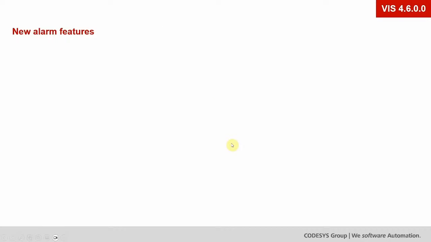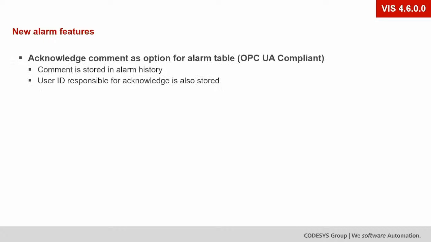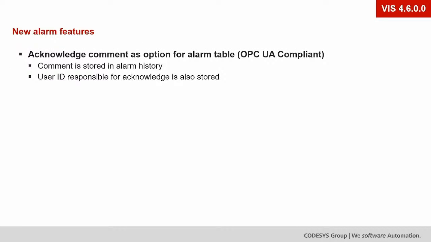The next topic deals with additional alarm features. One enhancement is the ability to enter a comment when acknowledging an alarm. These entries are also saved in the alarm history so that they can be tracked at any time. In addition, the user ID that performed this acknowledgement is also stored.